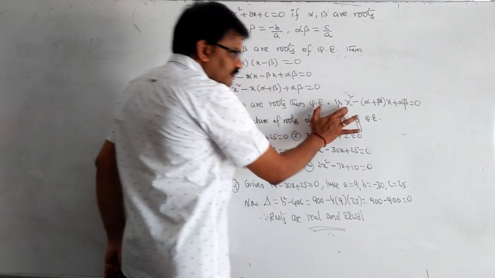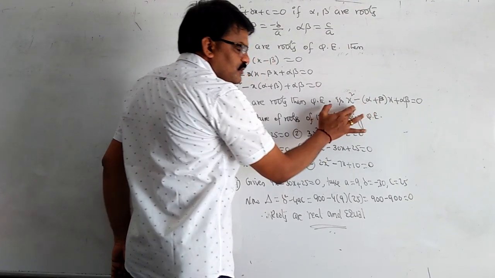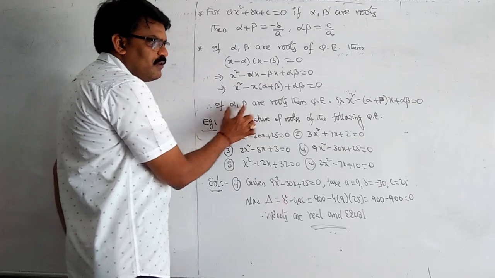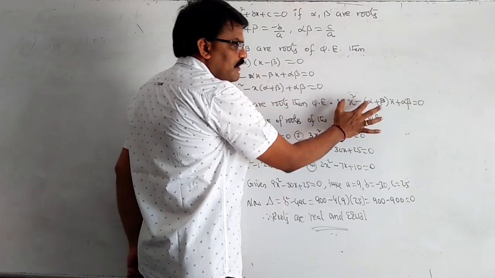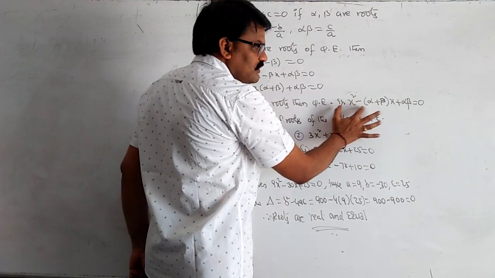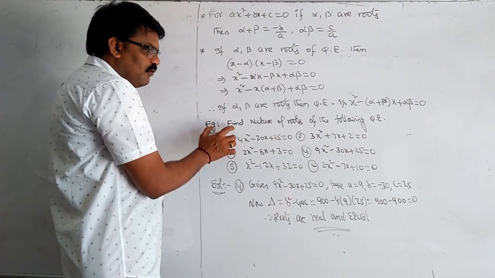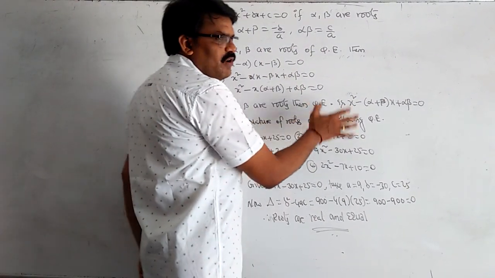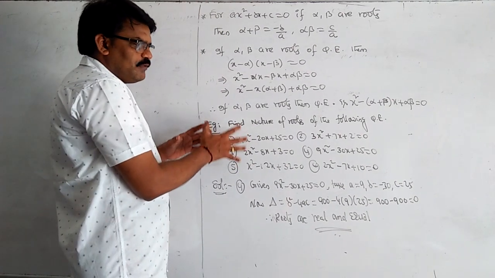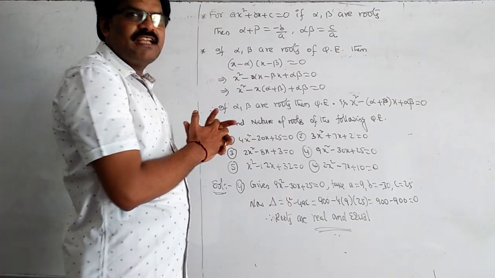So this formula is useful when two roots are given: we can find the quadratic equation by substituting the alpha, beta values in this formula. Now, finding the nature of roots of the following quadratic equations. We discuss some of the problems to find the nature of roots.